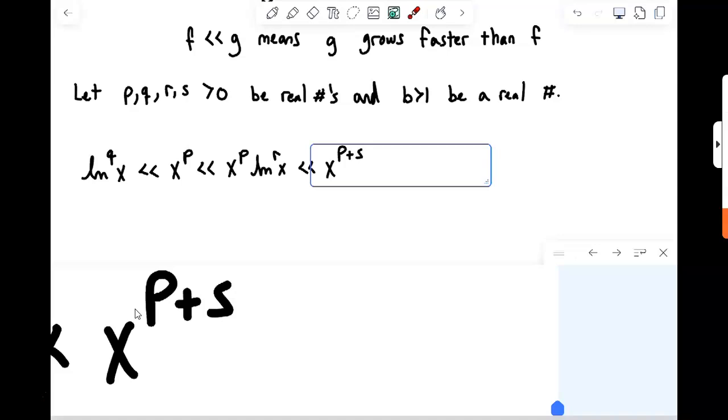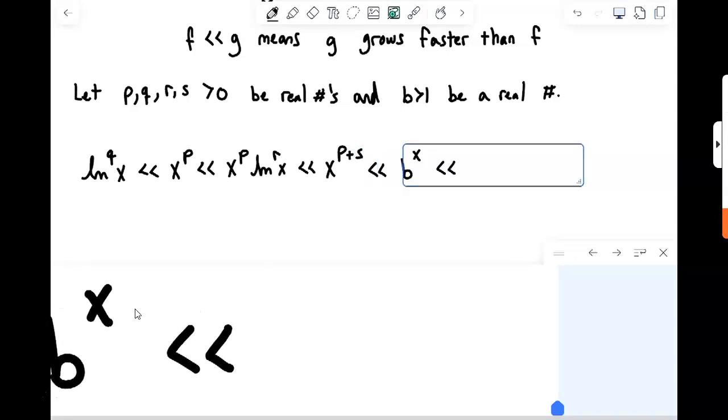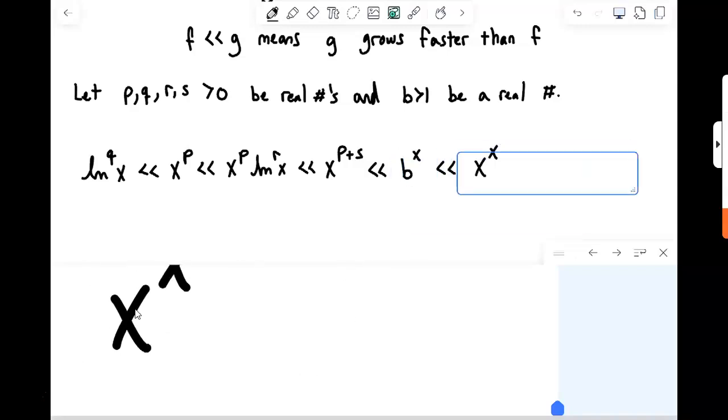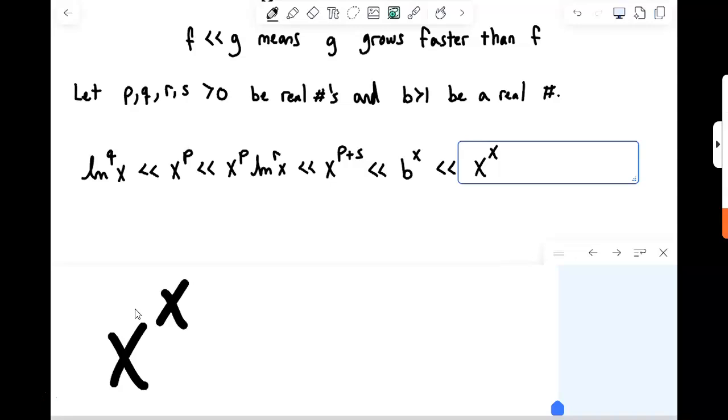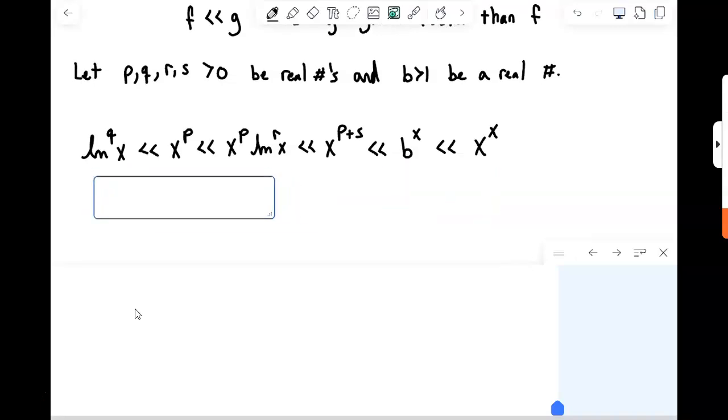And of course, every polynomial power grows slower than an exponential function. Okay, but every exponential function is outperformed by that super exponential x to the x. We're actually going to add on to this list, and it will be kind of important later on. For now, it's just kind of an observation.